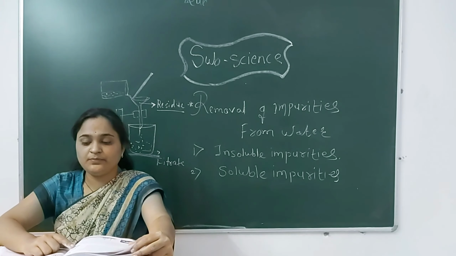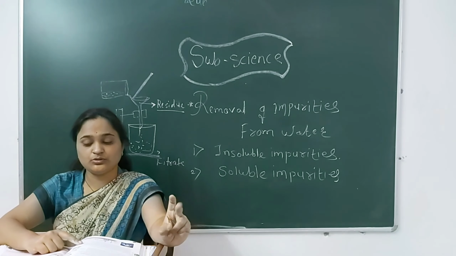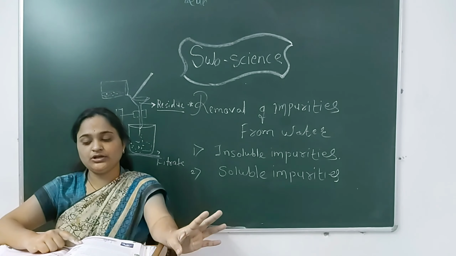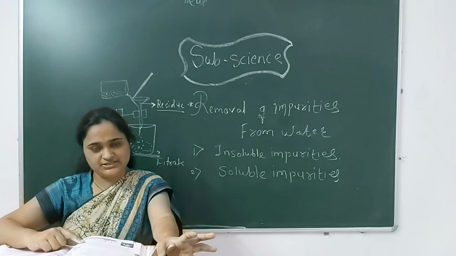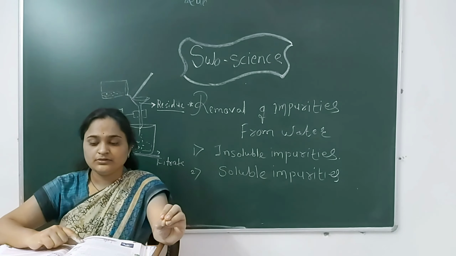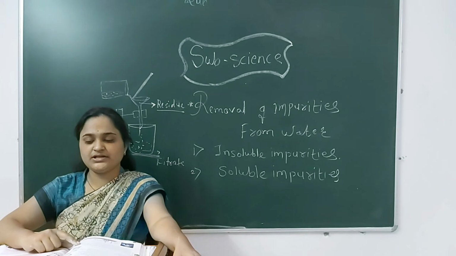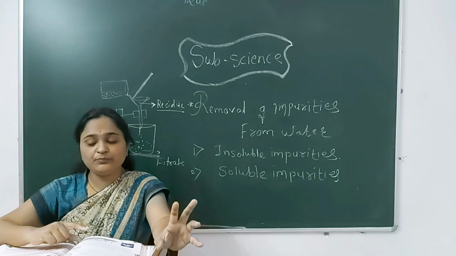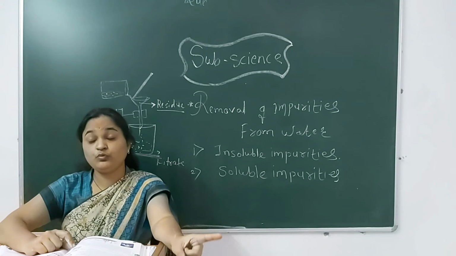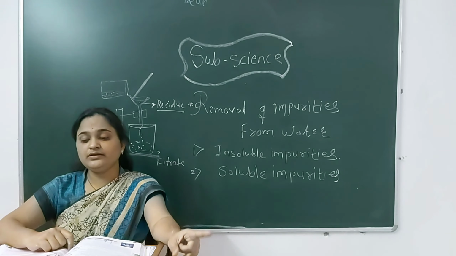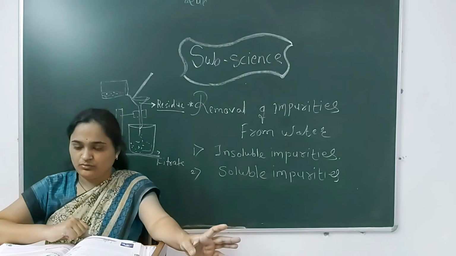Last one is purification of drinking water. Drinking water is purified by three processes. One is boiling, second is chlorination, and third one is the water purifier. Okay, first one is boiling. Many types of diseases are due to impure water. Okay, like dysentery, cholera, jaundice. So we must drink pure water. How do we purify the water? First one is boiling. Water is heated for 10 minutes before drinking. Boiling kills the germs present in water and makes water pure. It is the simplest way of purifying water.